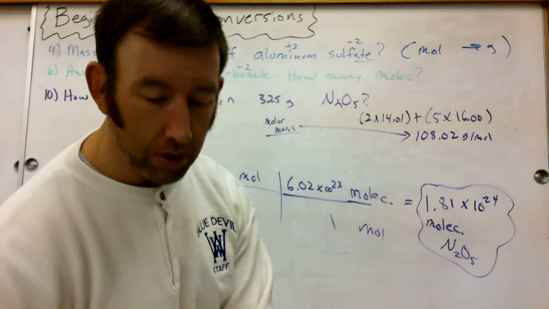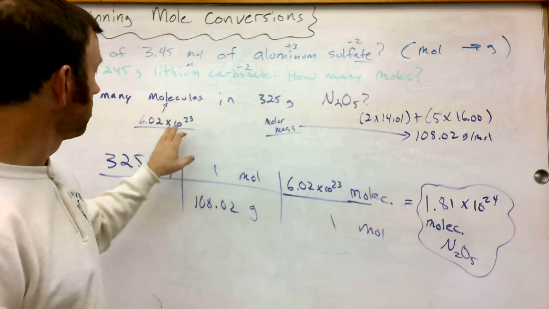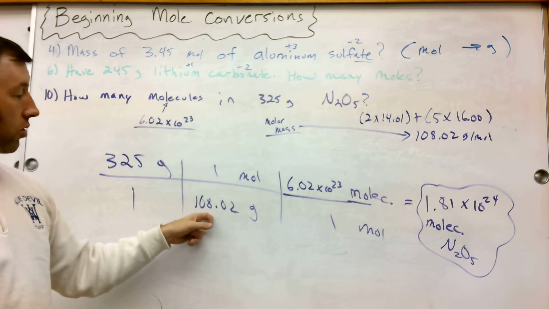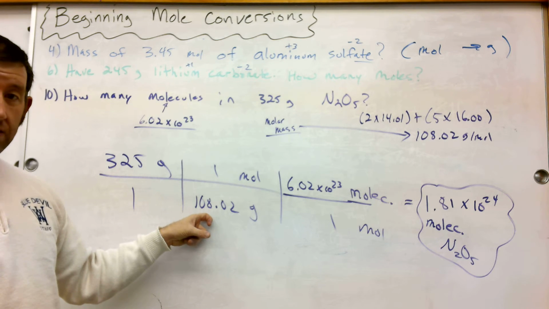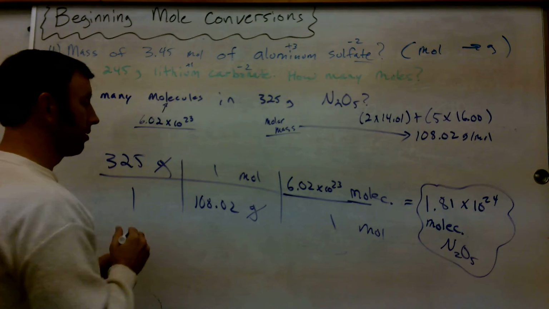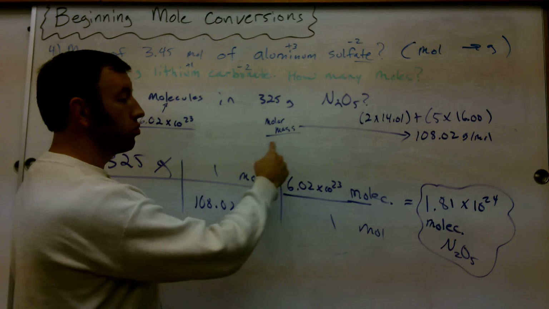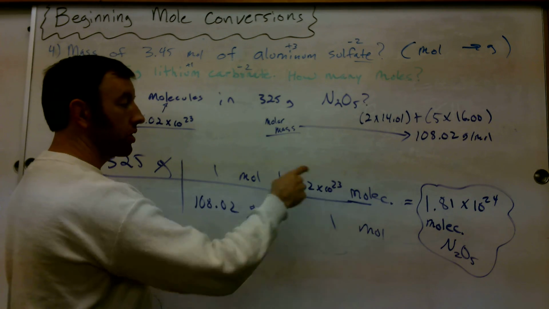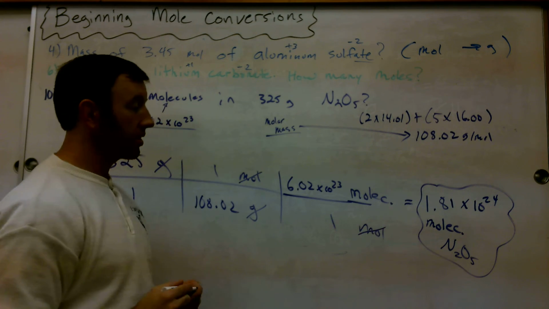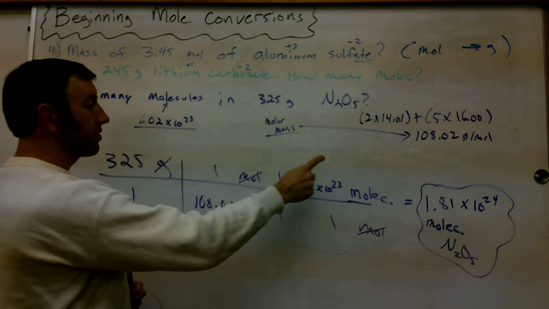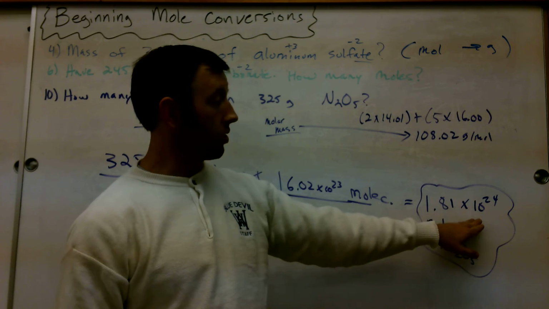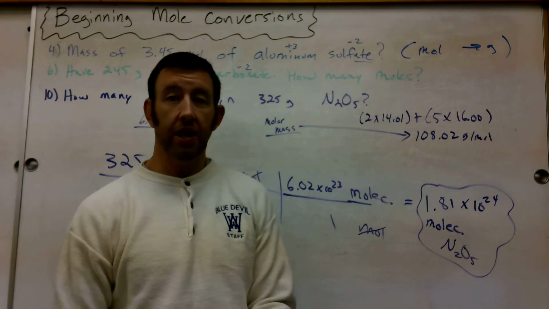So we get into moles first. I go 325 grams, my given quantity goes first, and I divide by the molar mass. Then I'm in moles now, so I can cross my grams off. I want to get to molecules, so moles goes on the bottom, molecules goes on top. I multiply by Avogadro's number and cross off my moles. So 325 times that, divided by this, equals 1.81 times 10 to the 24th molecules of dinitrogen pentoxide.